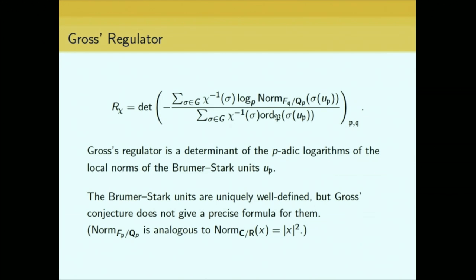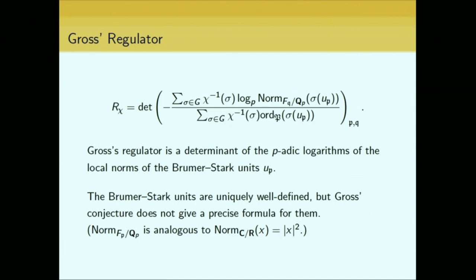First of all, you're taking the norm. That's, to me, the most important part. You're taking a local norm, so you're losing a lot of information. For example, if you take a local norm from C to R, you take the absolute value, basically, squared. That loses all the information about the argument, so you can't reconstruct the unit from it.